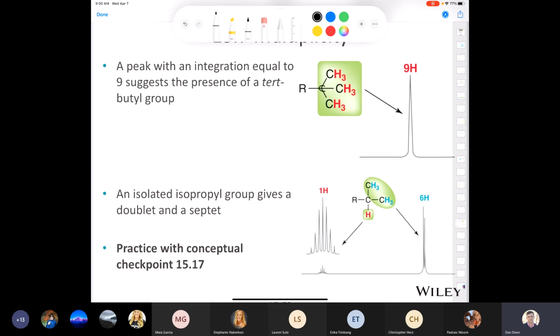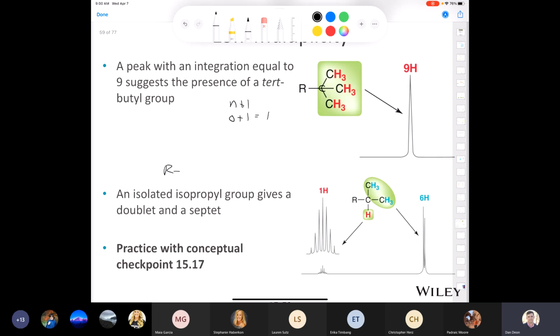The next door neighbor carbon has no hydrogens attached to it. So if we have N+1 and we have 0 + 1, we get 1. And so we get a singlet that integrates for 9 protons. So if you see a singlet that integrates for 9 protons, it's pretty much a dead giveaway that you've got a tert-butyl.